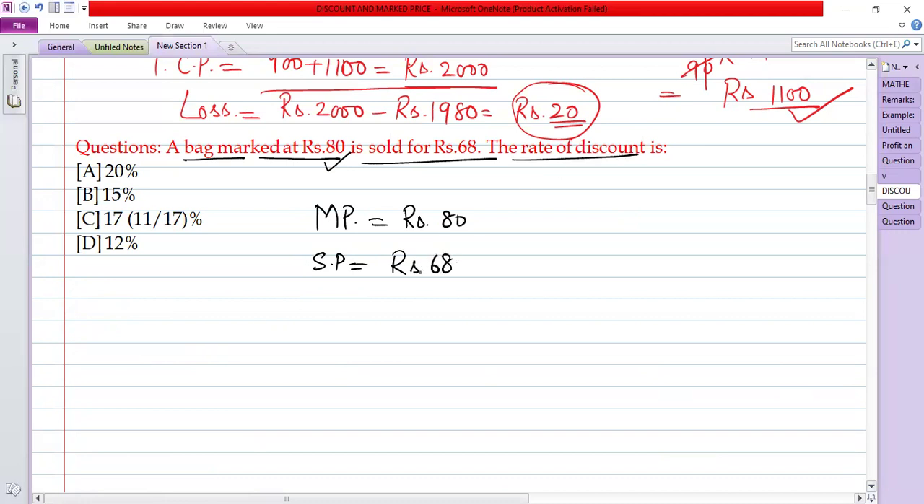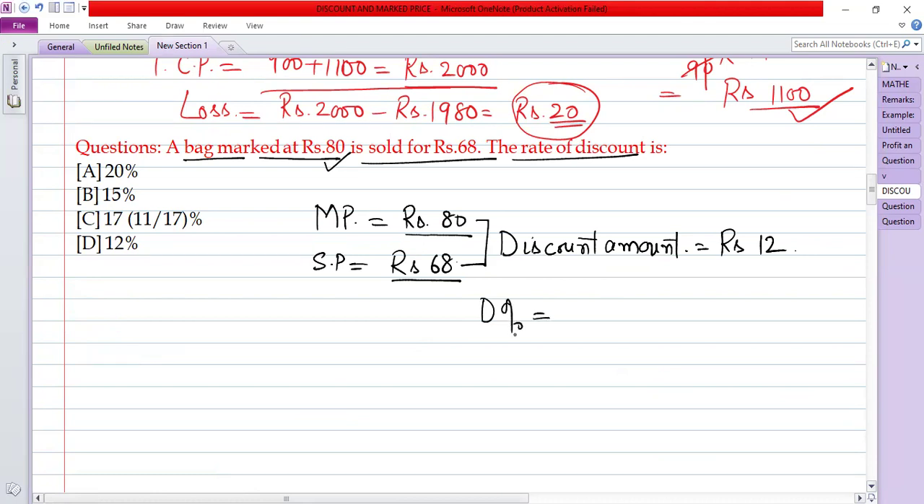Now, what is the rate of discount? Obviously, what is the difference? This difference is the discount amount. And what is the discount amount? Obviously, it is rupees 12. And now what will be the discount percentage? Obviously, the discount amount divided by the marked price, and into 100.